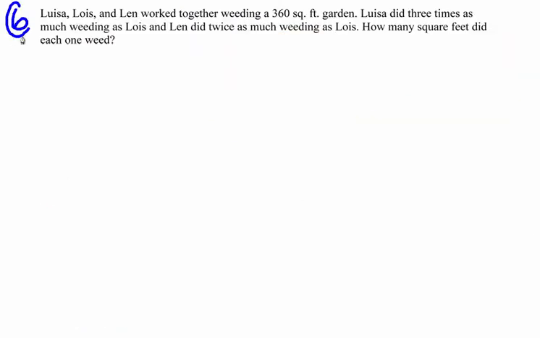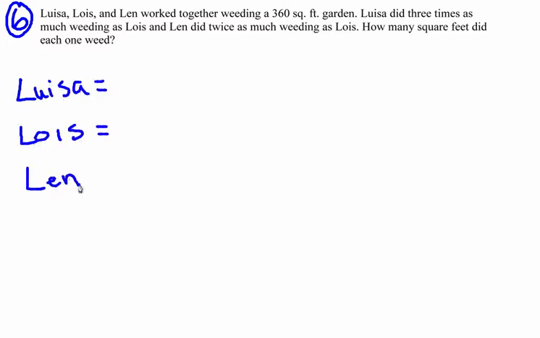Our last problem says, Louisa, Lois, and Len worked together weeding a 360 square foot garden. Louisa did 3 times as much weeding as Lois, and Len did twice as much weeding as Lois. How many square feet did each one weed? So we want to know how much Louisa weeded, how much Lois weeded, and how much Len weeded.